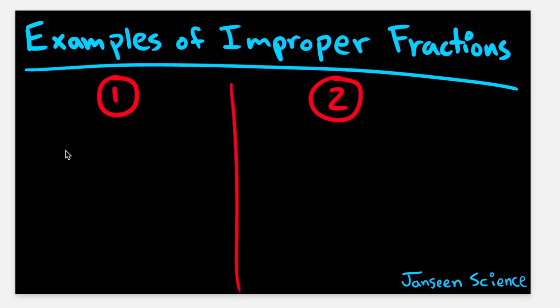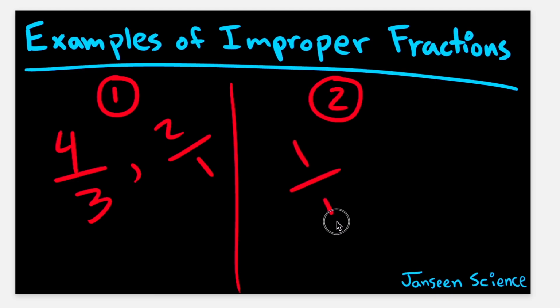So the first one will be 4 over 3. That is an improper fraction because the 4 is larger than the 3. 2 over 1. That is an improper fraction because 2 is bigger than the 1, or larger than the 1. And the other type of fractions, let's say 1 over 1, both the top and the bottom are the same. So that will be an improper fraction. 2 over 2, those two numbers are the same. So this will also be an improper fraction.